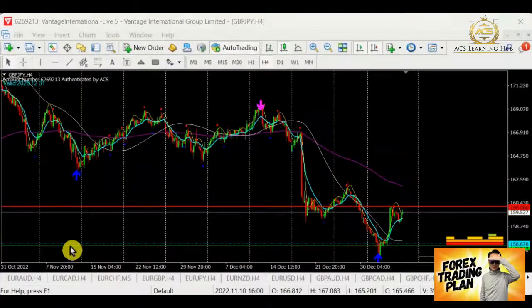But for pound yen, I see that there may be a good chance, the selling may come in the second half of the day, all right? Maybe, yeah, okay, so we can take a look later on.